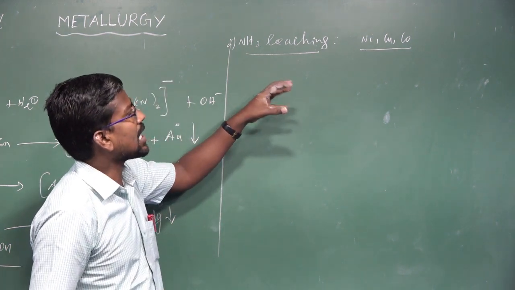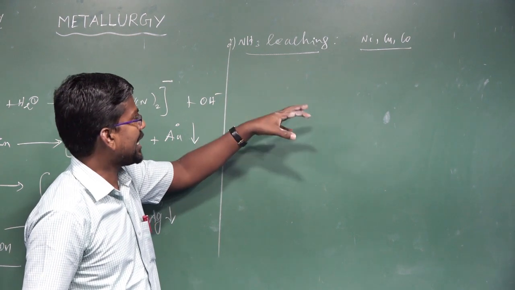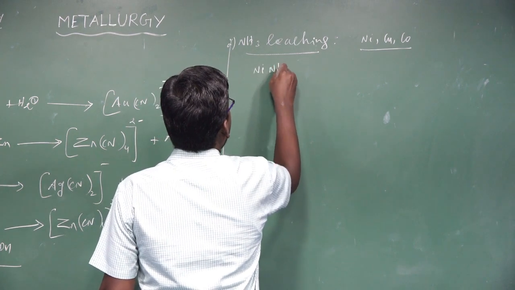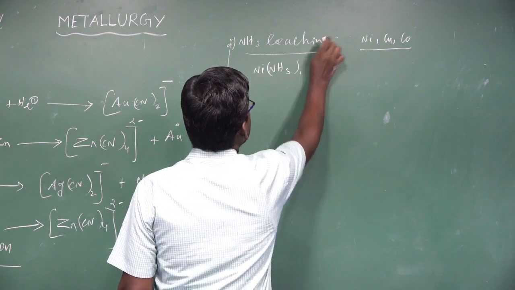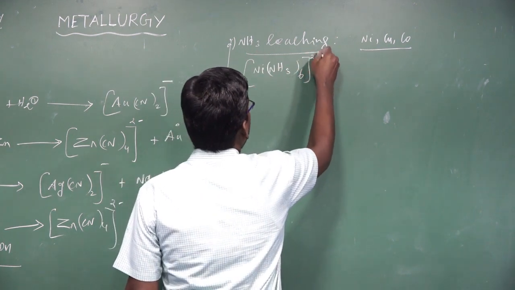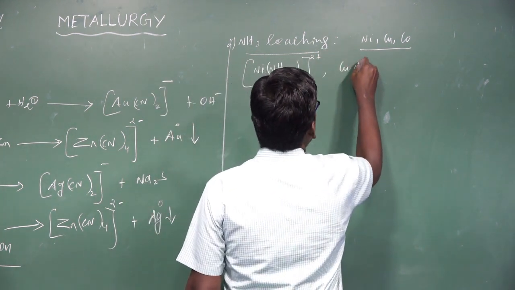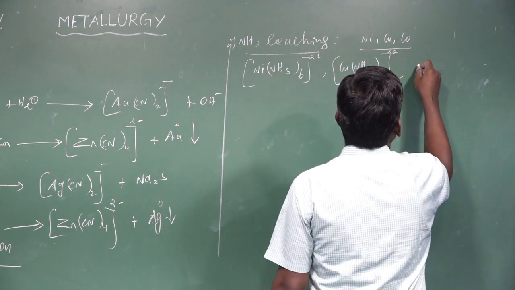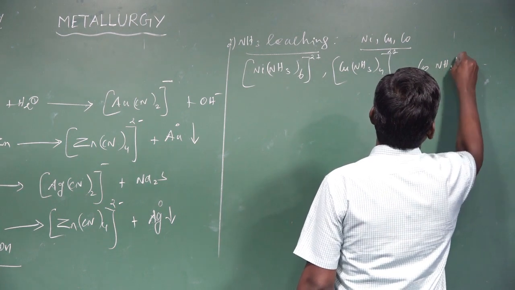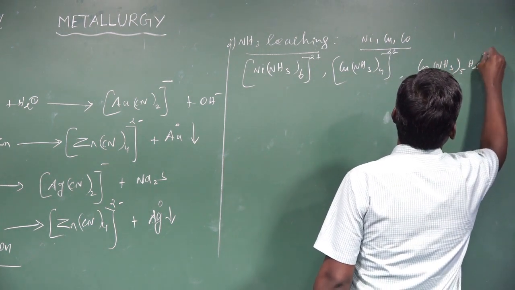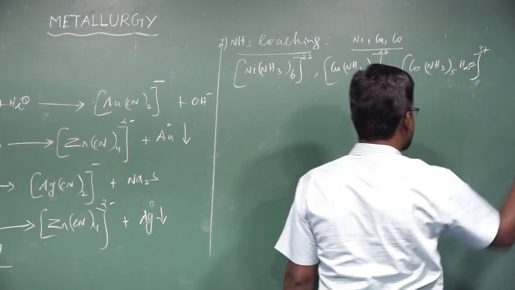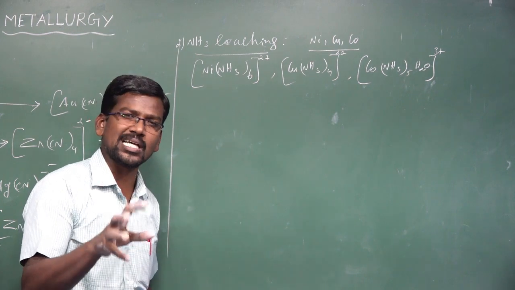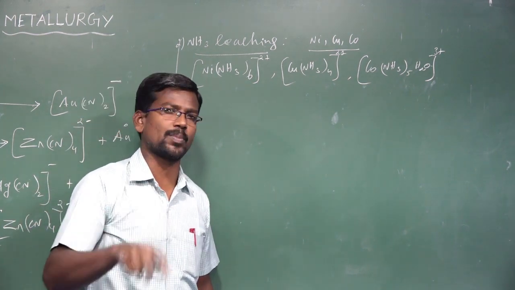The nickel, copper and cobalt combine with ammonia to form stable compounds. Nickel exists as the Ni(NH3)4 or 6 2 plus complex. Copper exists as the Cu(NH3)4 2 plus complex. Cobalt exists as the Co(NH3)5 H2O 3 plus complex. 3 plus complexes and 2 plus complexes are formed. These complexes are more stable, water soluble substances.